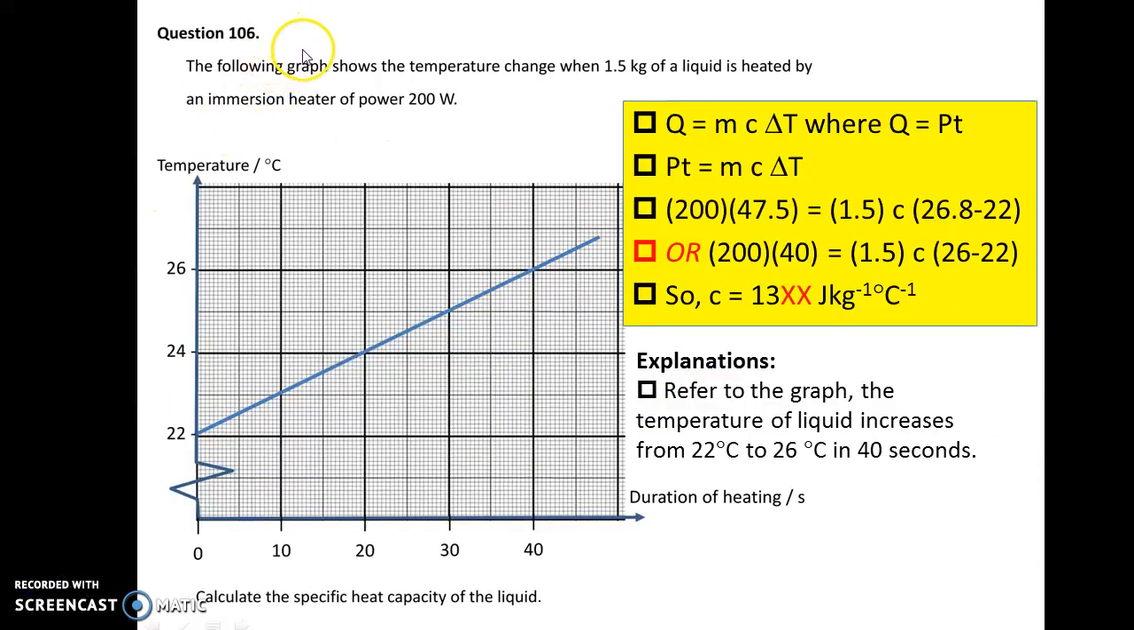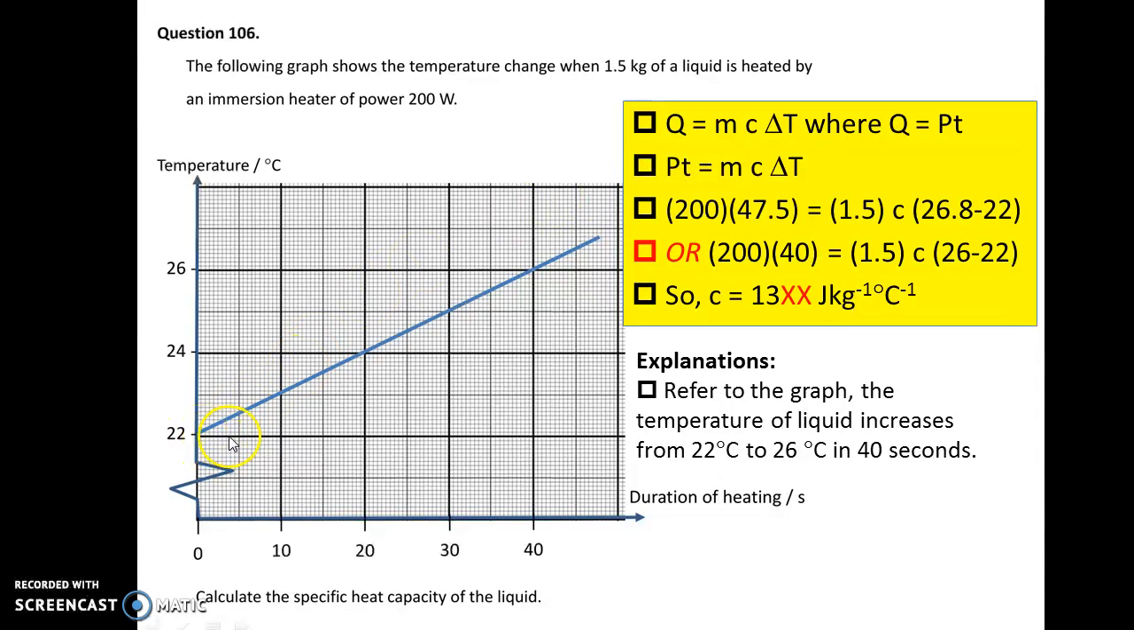Question 106. You are asked to find the specific heat capacity of the liquid from the graph. So you must know how to read the graph. Now there are two equations. One is Q equals power multiplied with time, so the time is taken from the horizontal axis, and then Q equals mc delta T. The energy provided by PT is used to increase the temperature of the liquid.